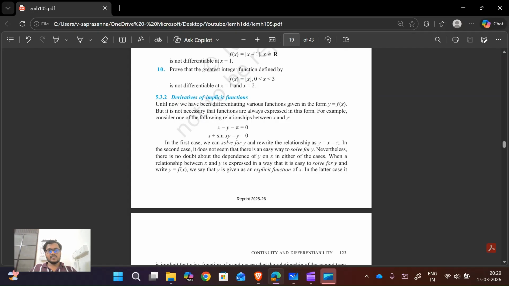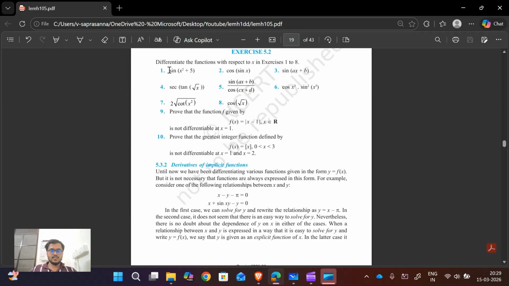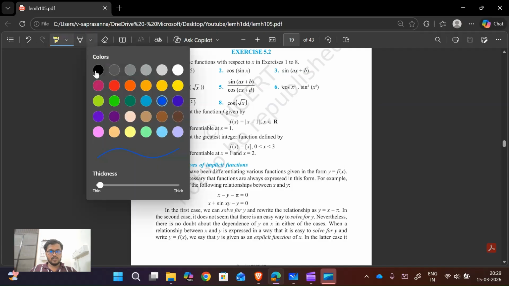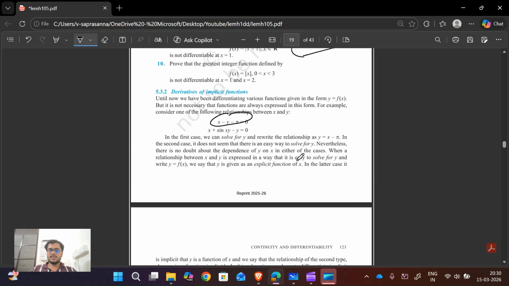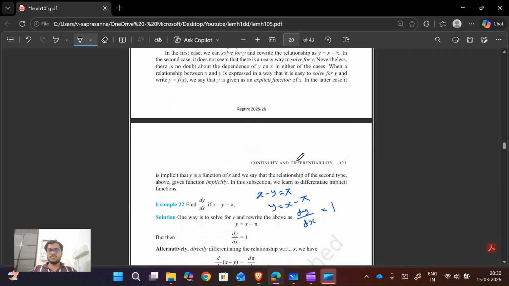What is implicit function? See, till now we have seen functions directly, like sine x square, cos of sine x, sine of ax plus b. So this is very direct, right? Now what if it is in the form of y? For example, y equal to x plus something, pi or something like that, like the given question. So how do you find this dy by dx? It's very easy only. There's no specific concept here. We'll just solve various problems to understand this.